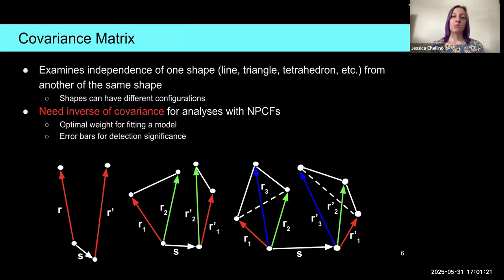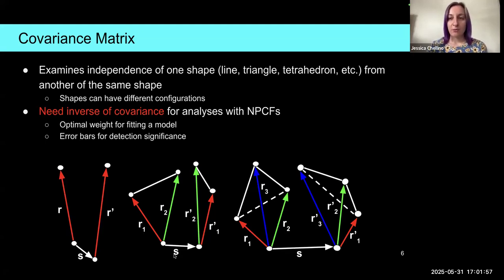Now, when we do an analysis with NPCFs, we need to constrain our measurements with a covariance matrix, and we really need the inverse of the covariance matrix to optimally weight our data. The covariance matrix essentially tells you about how independent one shape in your sample is from another of the same shape. So for the two-point function, for example, you would have a pair of galaxies correlated with another pair of galaxies separated by some distance s.